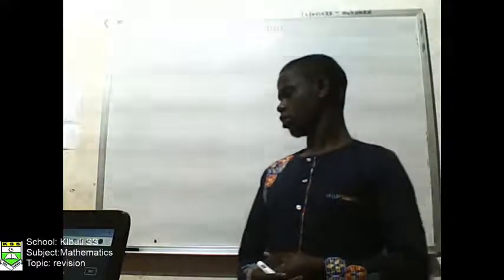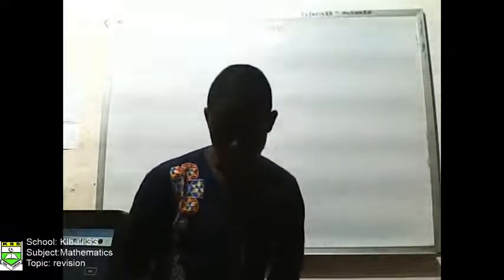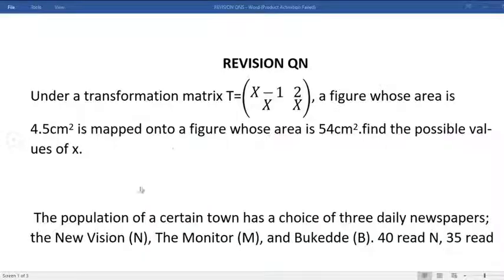So for starters, on your screen there is an example under transformation T of matrix T. They gave us that matrix, as you can see there. A figure whose area is 4.5 centimeters squared is mapped onto a figure whose area is 54 centimeters squared. Find the possible values of x.